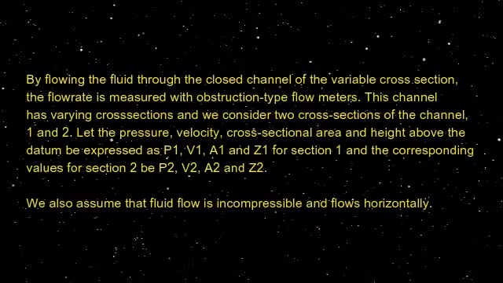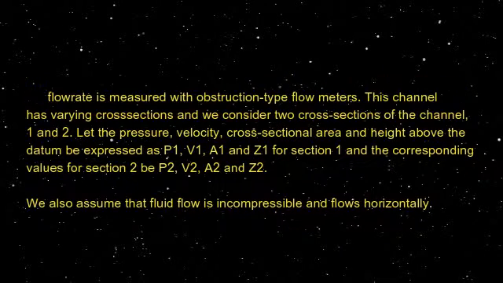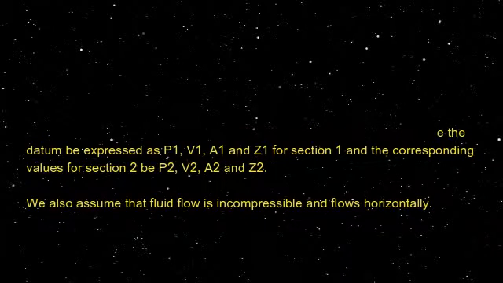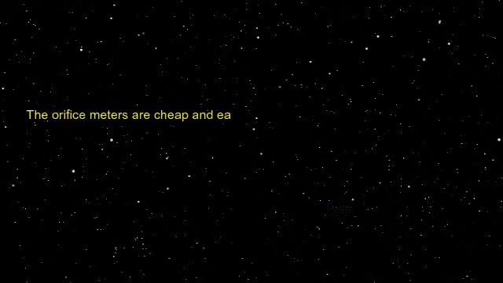This channel has varying cross-sections and we consider two cross-sections of the channel, which are 1 and 2. Let the pressure, velocity, cross-sectional area and height above the datum be expressed as P1, V1, A1 and Z1 for section 1, and the corresponding values for section 2 be P2, V2, A2 and Z2. We also assume that the fluid flow is incompressible and flows horizontally.